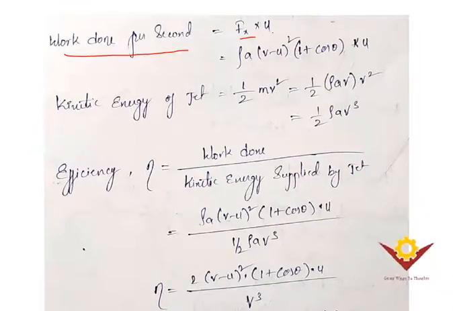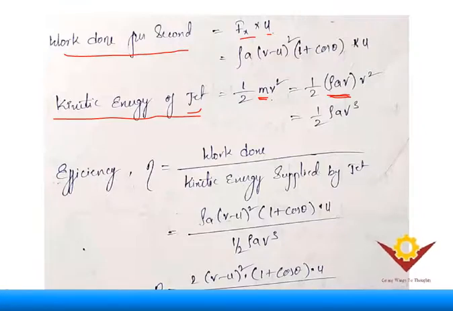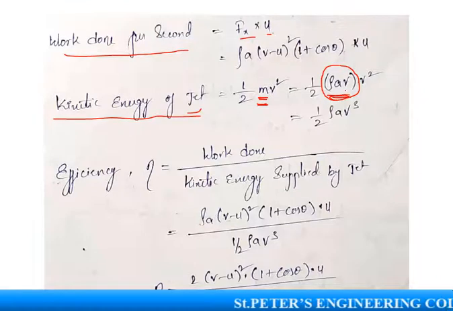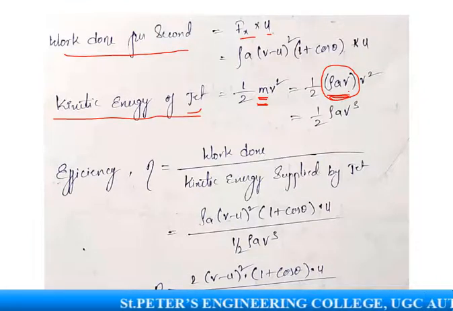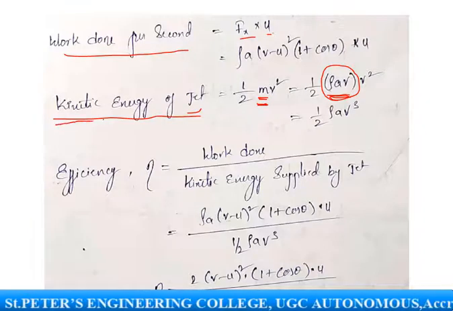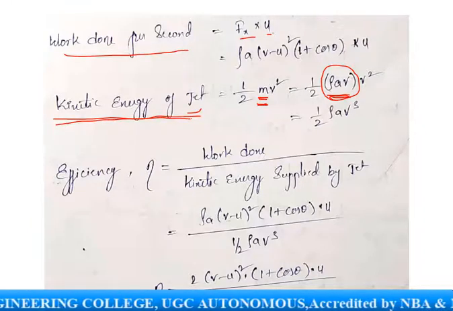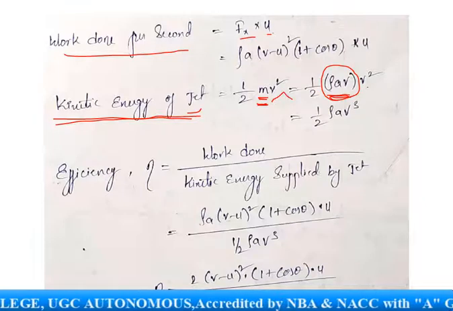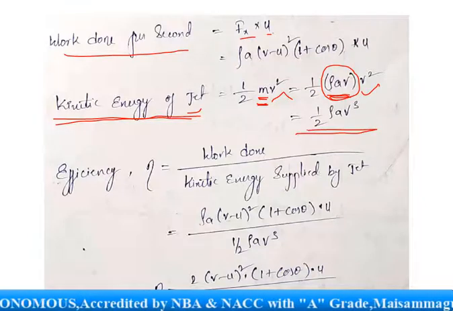Now what is the work done per second? The force into velocity is your work done, and the kinetic energy of the jet is half m v square. Here you can see m is rho a v. Why? Because you are taking the kinetic energy of the jet before striking the plate, not after striking the plate. If you were taking the mass after striking the plate, you would get rho a (v minus u), but here you get rho a v, because it is the kinetic energy of the jet before striking the plate. Now with v square, finally what you get is half rho a v cube.